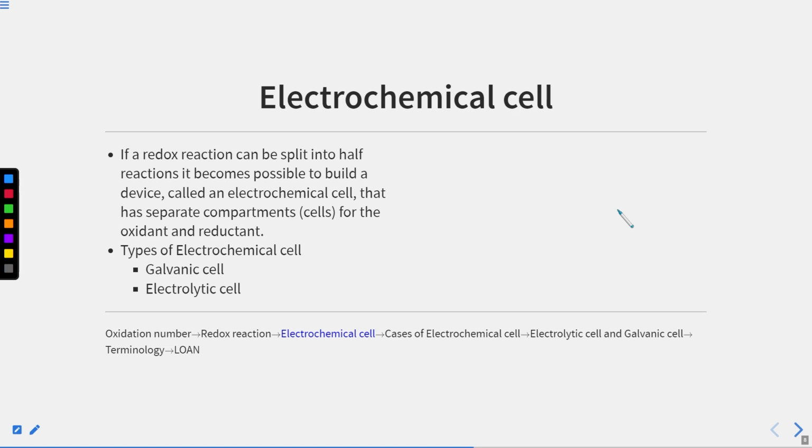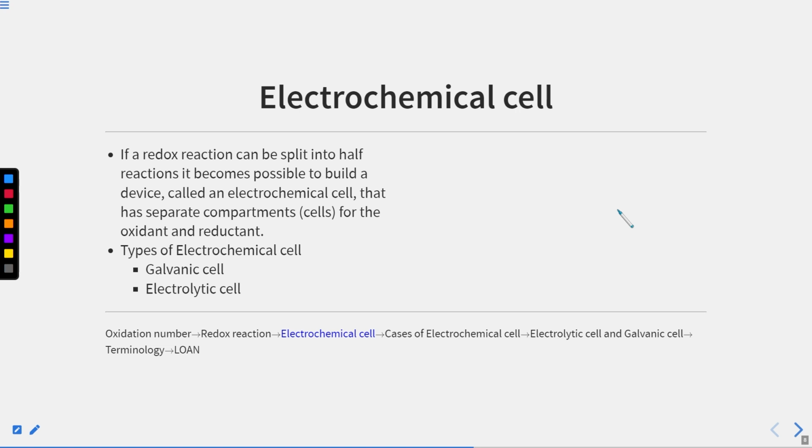But if there is a reaction in which the reduction and oxidation can be split into two half reactions, then they can be put in a setup called an electrochemical cell. We will see more about this later on. So for now, just remember this point: if we can put the half oxidation and half reduction reactions in two compartments, then you will say that it is an electrochemical cell.